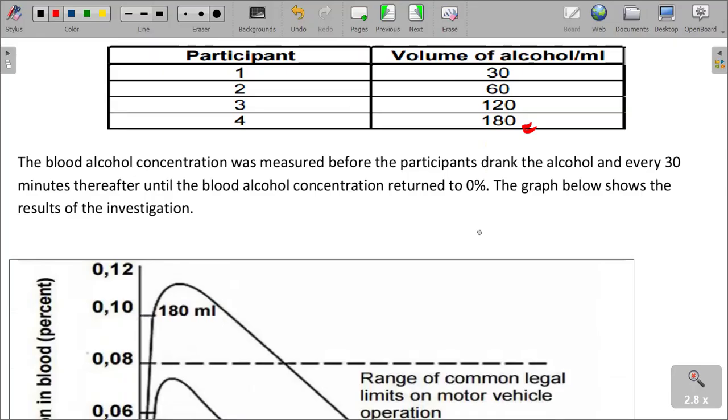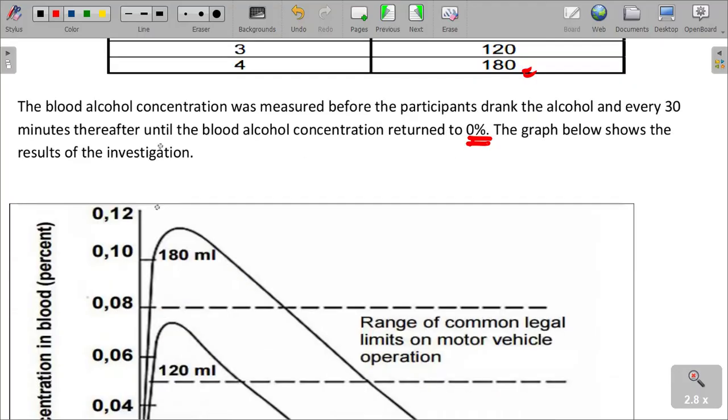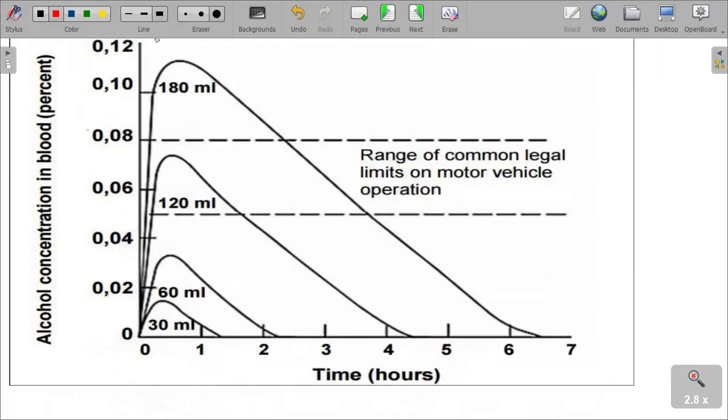So the blood alcohol concentration was measured before the participants drank the alcohol, and every 30 minutes after until the blood alcohol concentration returned to 0. The graph shows the results of the investigation. We are given the results of the investigation here.